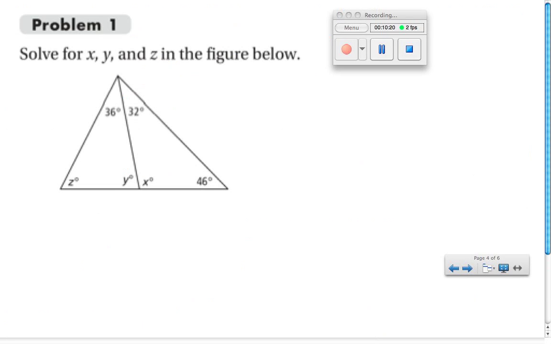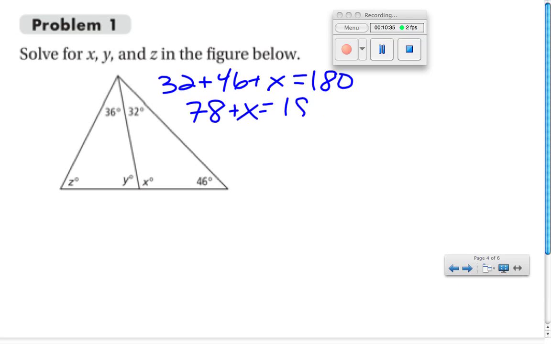Okay, I see what you're saying. 32 plus 46 plus x, yes, will equal 180. Fantastic. Okay, so combining my like terms, I have 78 plus x equals 180. Ladies, subtracting the 78 from both sides, I have that x is 102.